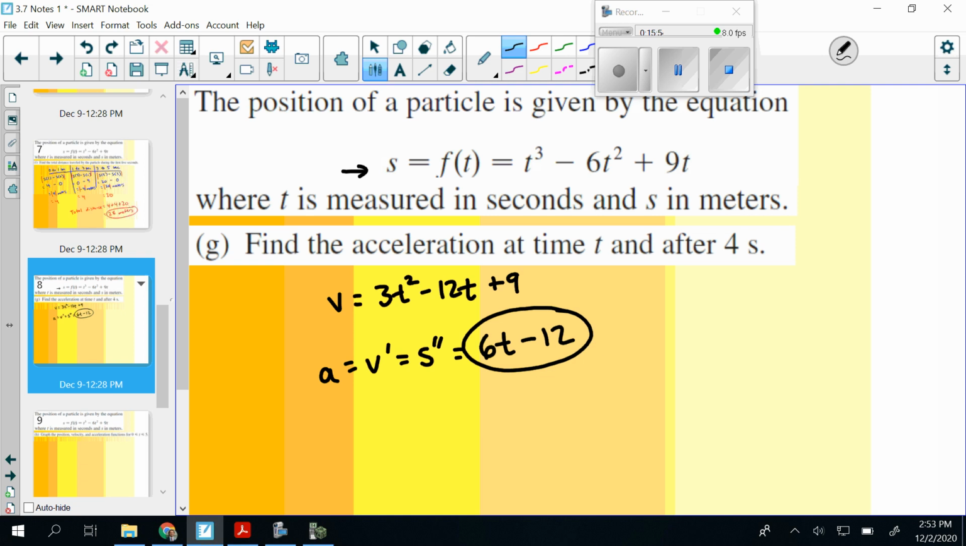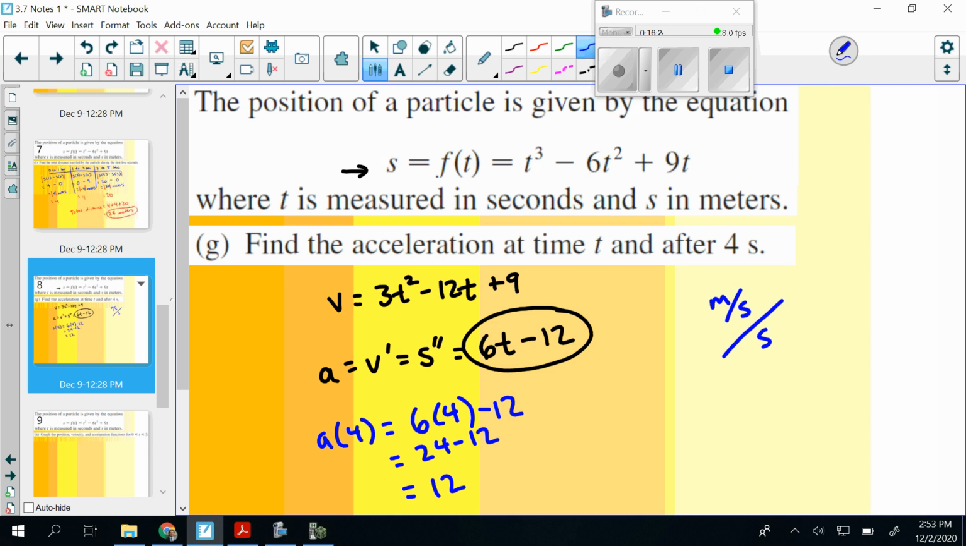Okay, and then they want us to also find the acceleration after 4 seconds. So we're just plugging in 4 for the time, and we should be able to find that out. So this would be 24 minus 12, so acceleration is going to be 12, and this is our rate of change of velocity. Remember, our velocity was measured in meters per second, and this would be again per second, so it's meters per second squared, which is often how you see acceleration. All right, so that would be our acceleration after 4 seconds.